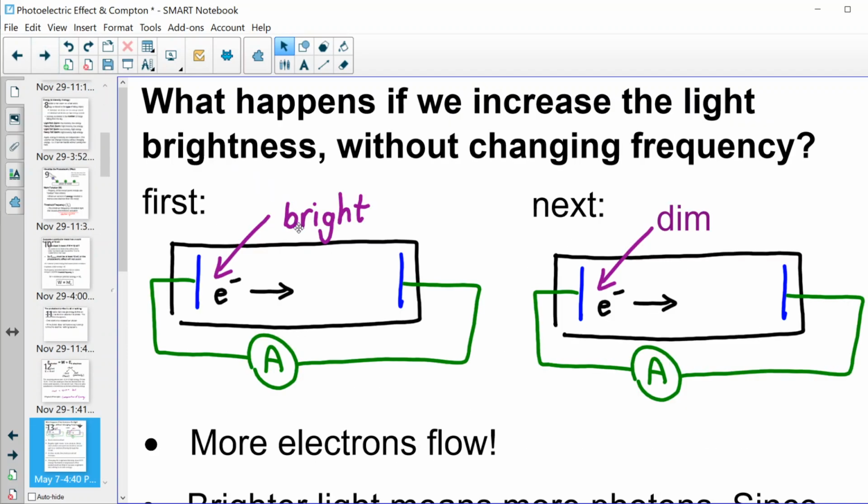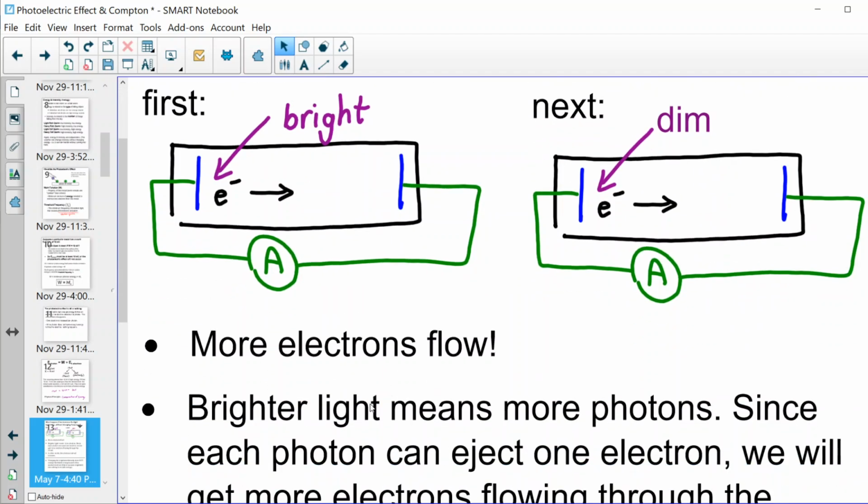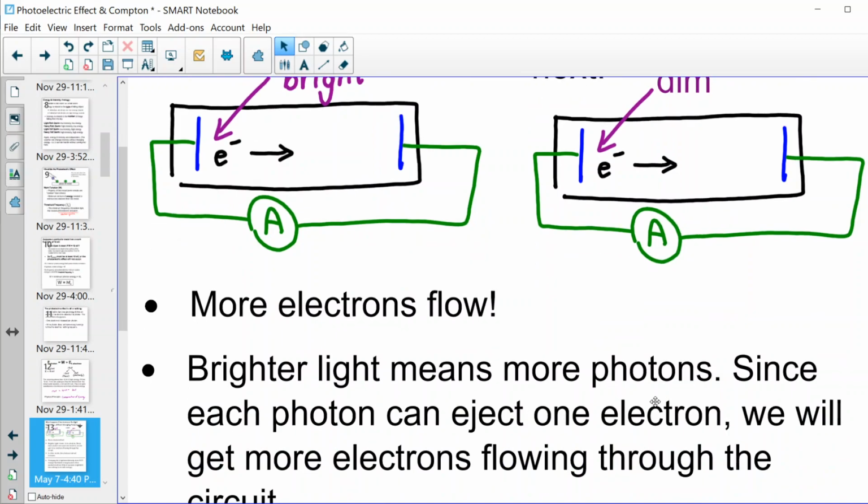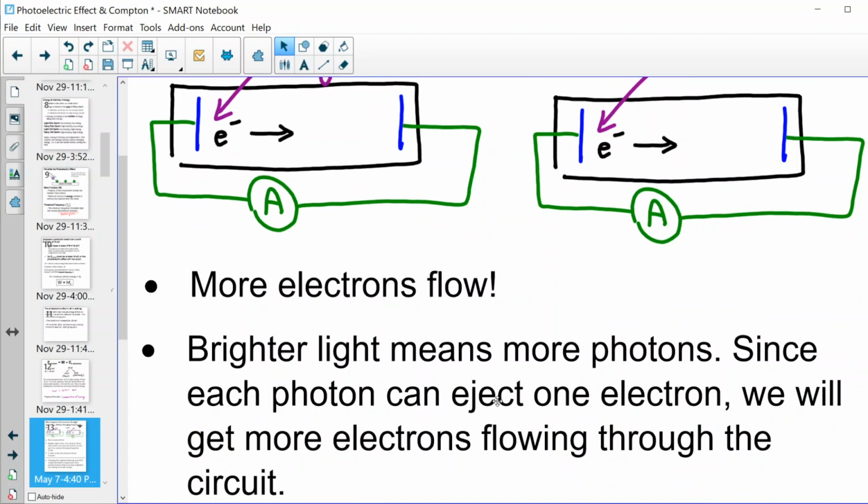So a little bit more theory, and then we'll get into some numerical examples. What happens if we are doing photoelectric effect experiments and we first shine bright light on the cathode and later we shine dimmer light on the cathode, but we don't change the frequency, and so it's violet light over here and it's violet light over here still. Well, you're going to get more electrons flowing. Why is that? Well, brighter light means more photons. And since each photon releases 1 electron, if we have more photons, we also get more electrons.